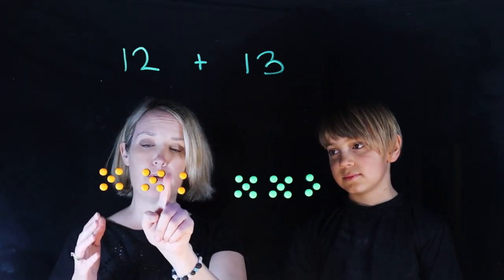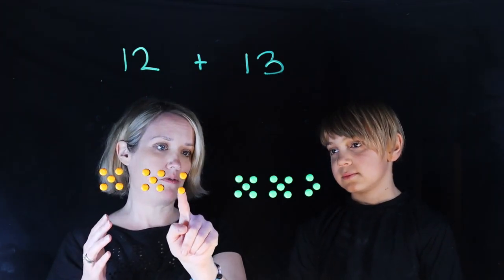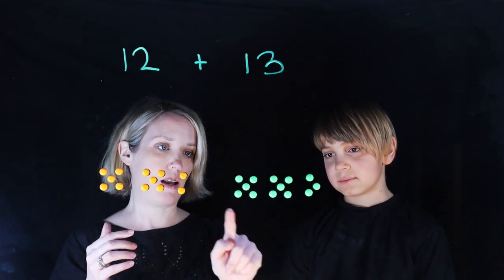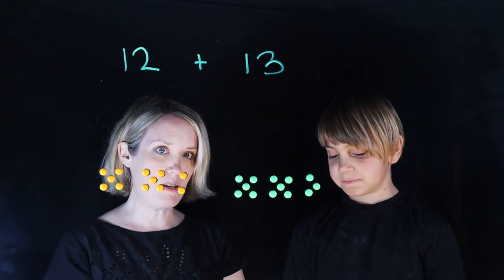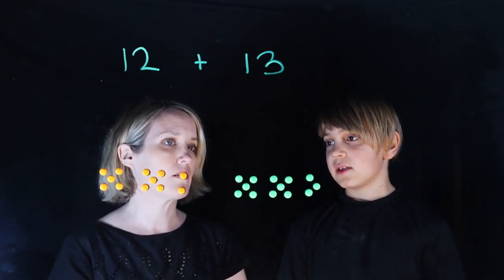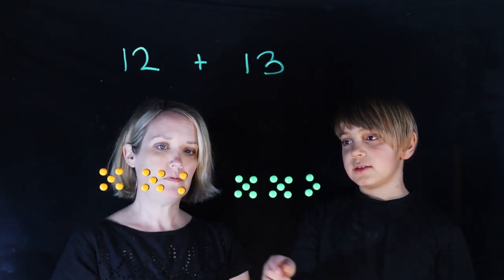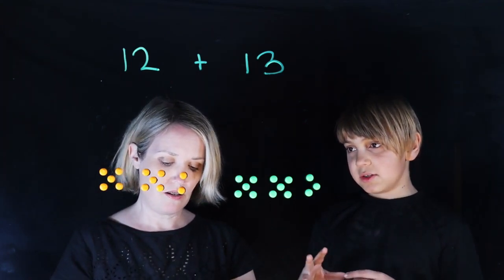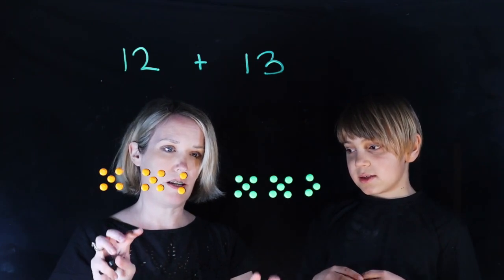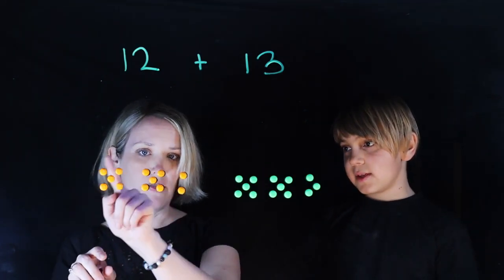So for 12, I put 10, 11, 12. For 13, I put 10 plus 3, which is 13 altogether. Okay. All right, tell me how to figure this out in your mind. So I take the two tens and I bring them up, away from the others. So basically the two tens, like this 10 and this 10.